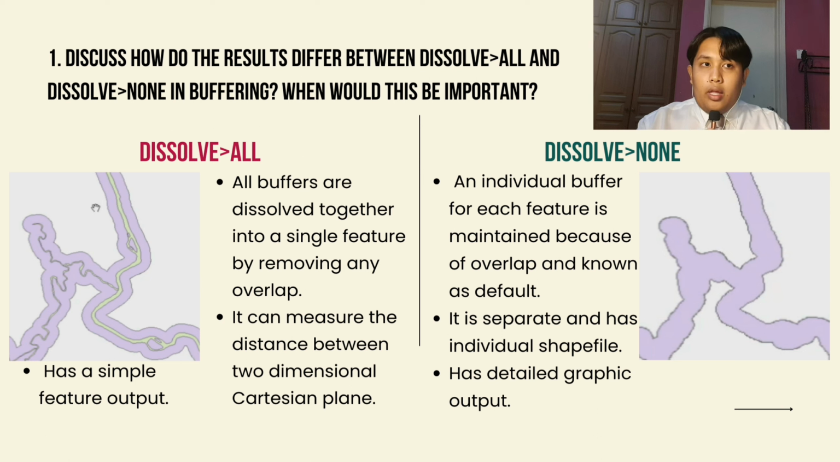Next is dissolve none. An individual buffer for each feature is maintained despite overlap, and it is known as the default. It is separate and has individual shapefiles. It also has detailed graphic output, more detailed than dissolve all.